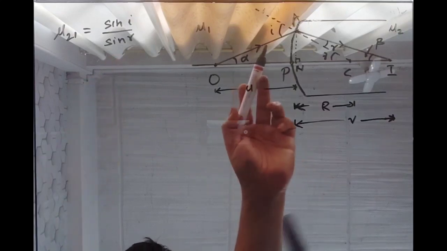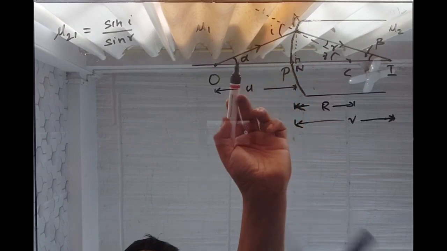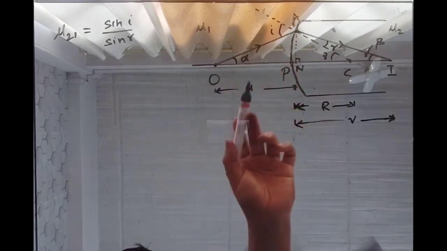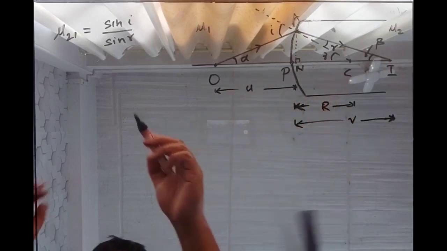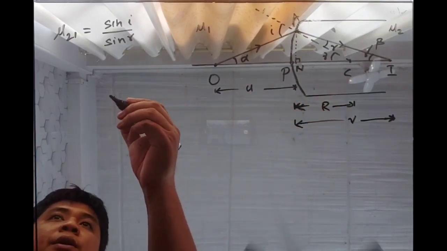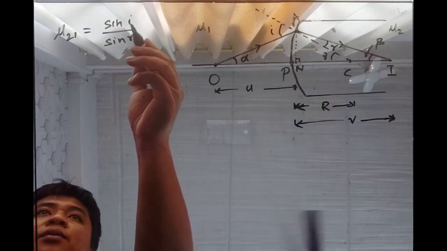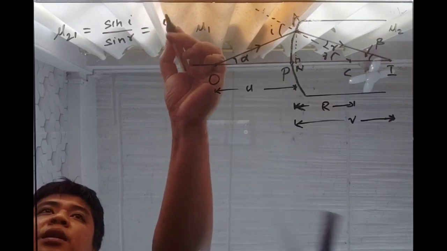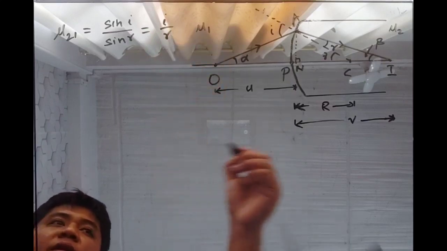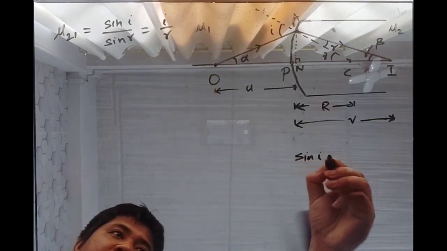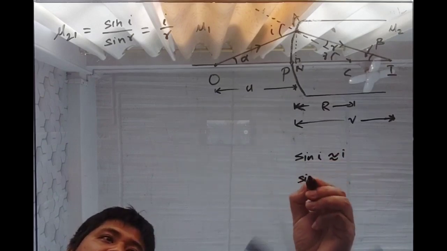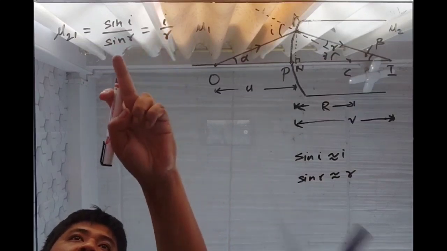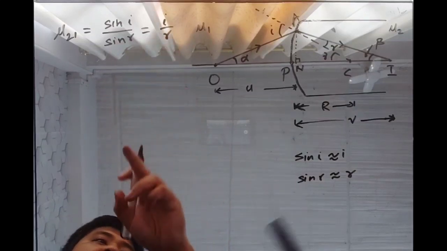Here we take I and R to be small. Since alpha, beta, gamma are small, I and R will also be small. So we can replace sin I with I, so it will be I by R. Sin I is nearly equal to I, and sin R is nearly equal to R. Okay.